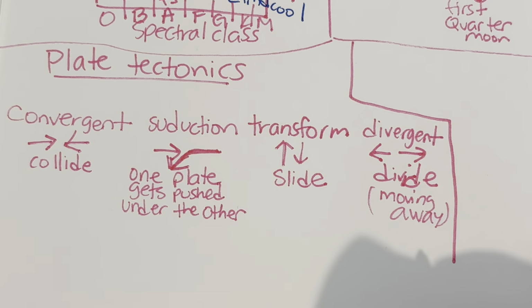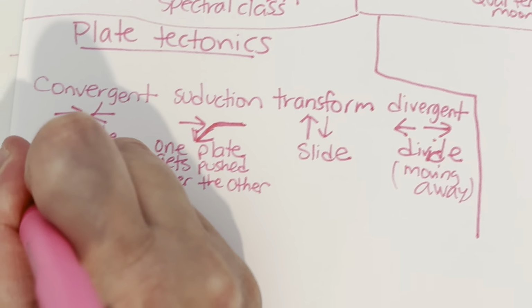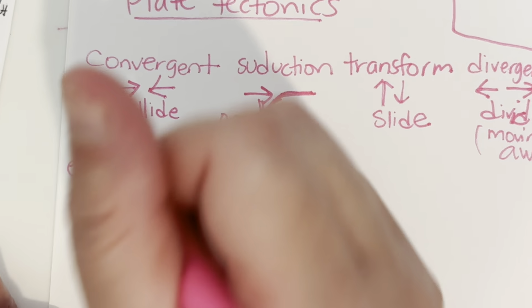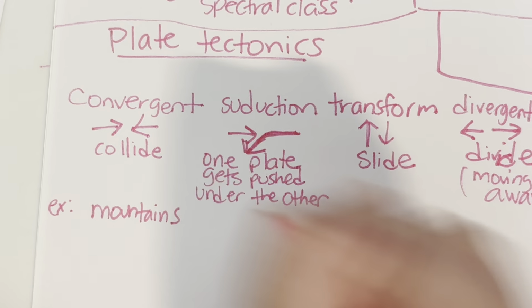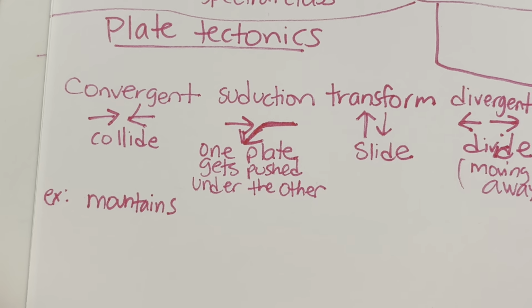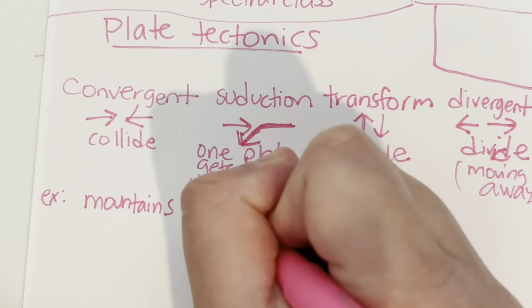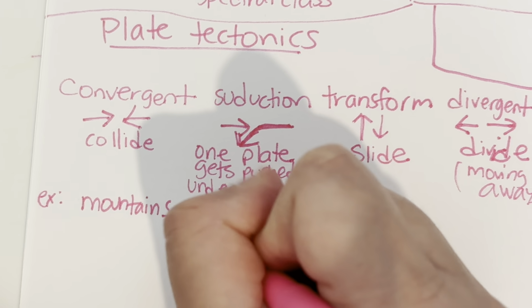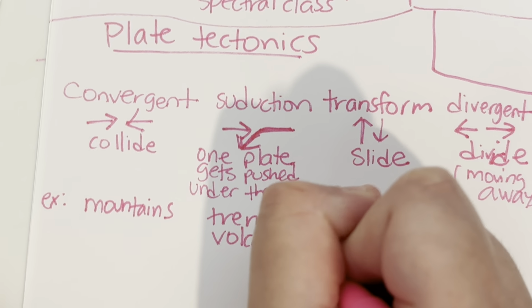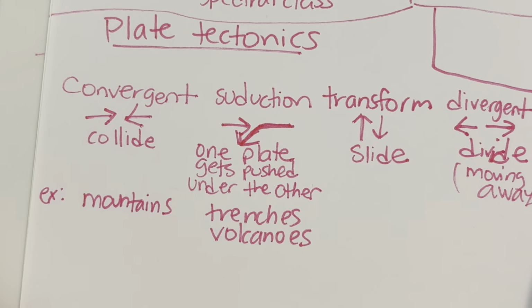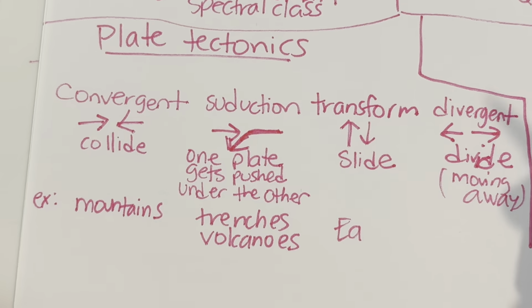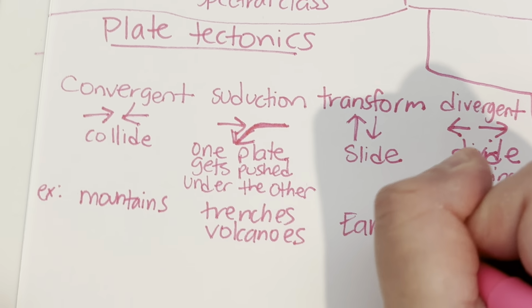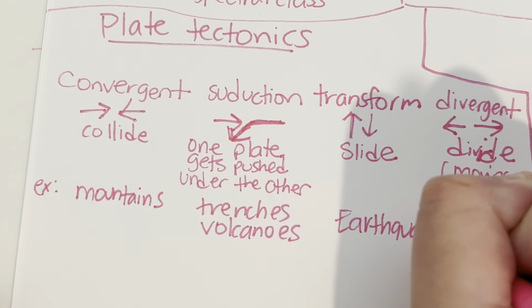Okay. So this is an example. Convergent would form mountains. When there's subduction, this would form trenches or volcanoes. Transform boundaries, for the most part, cause earthquakes, like the San Andreas Fault in California. So this would form earthquakes.